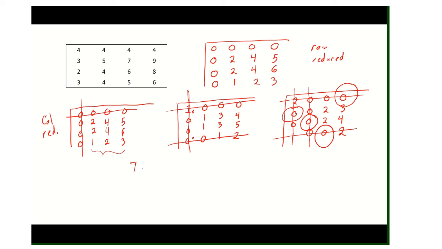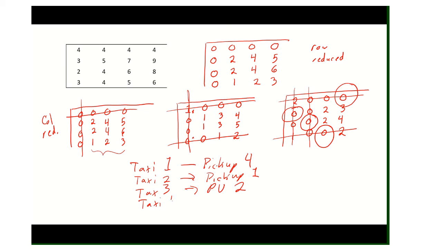So taxi 1 is pick up 4. Taxi 2 is pick up 1. Taxi 3 is pick up 2. And taxi 4 has pick up 3. There's my solution. And that is the lowest cost way of doing it.